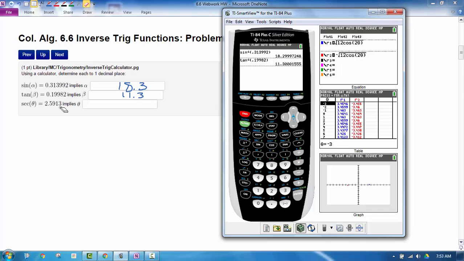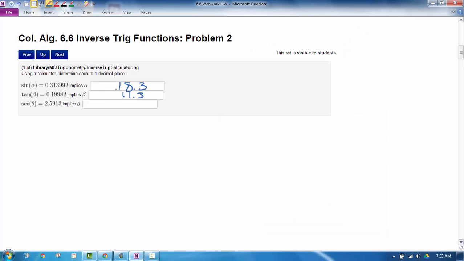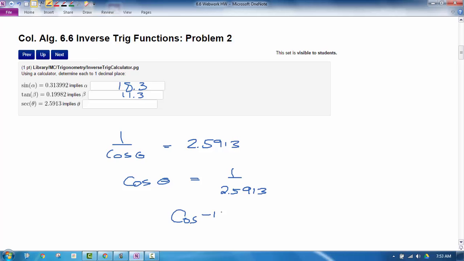And then for secant, that's a little trickier. For secant, we're going to have to do 1 over cosine of theta equals this number. And then we're going to have to flip both sides. So if we want to find cosine, we're going to have to do cosine of theta equals 1 over this number, and then do inverse cosine from there of this number. So that will give us our angle, which is theta in this case.